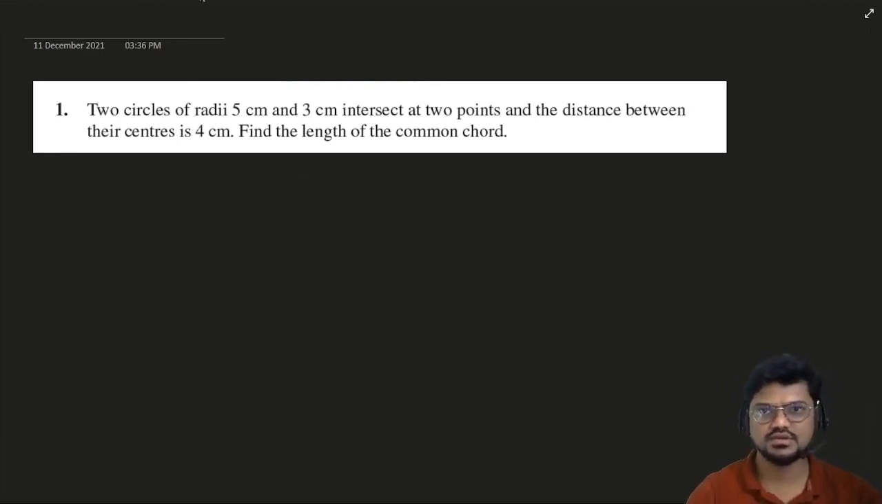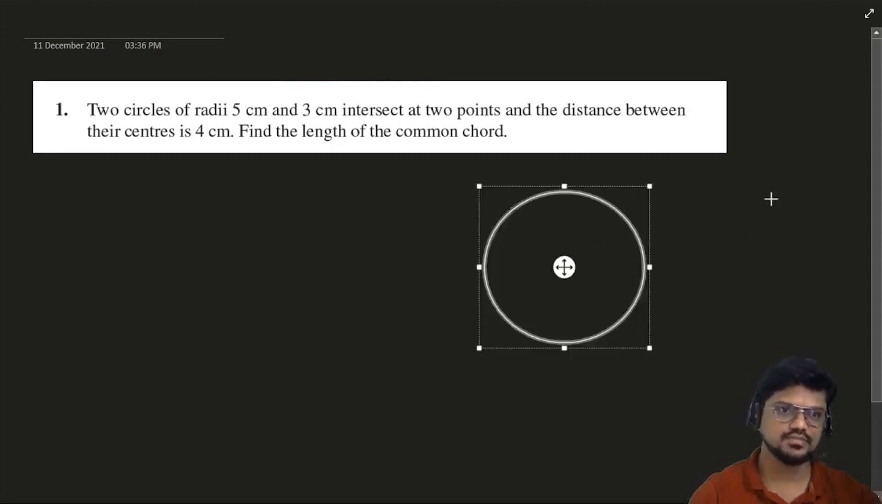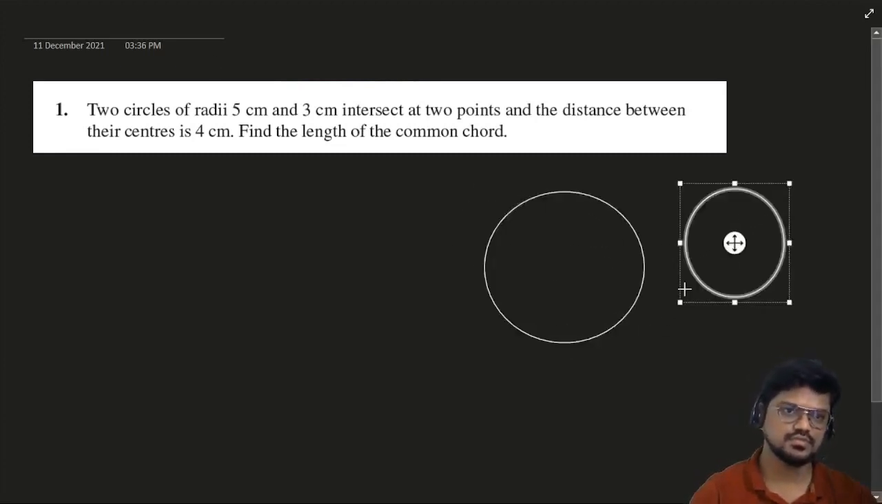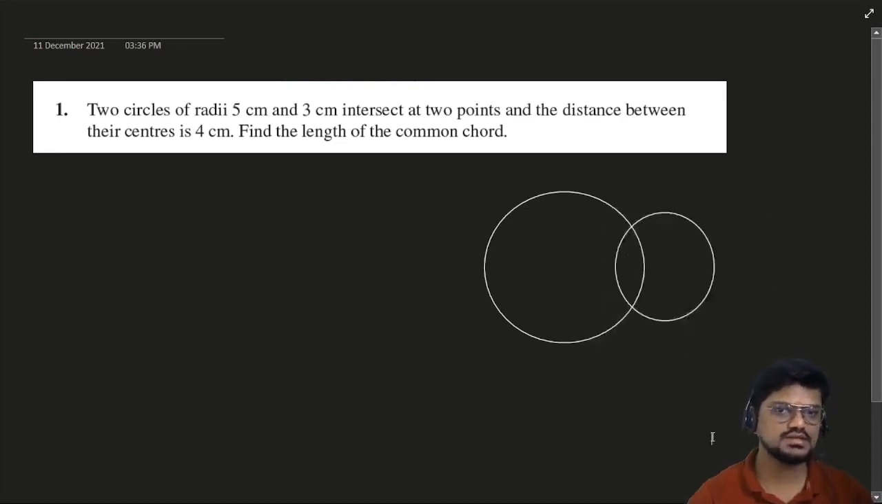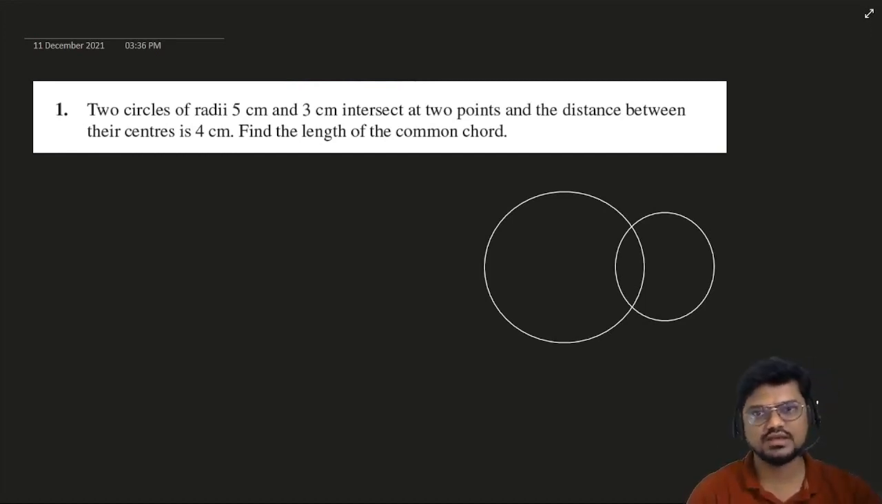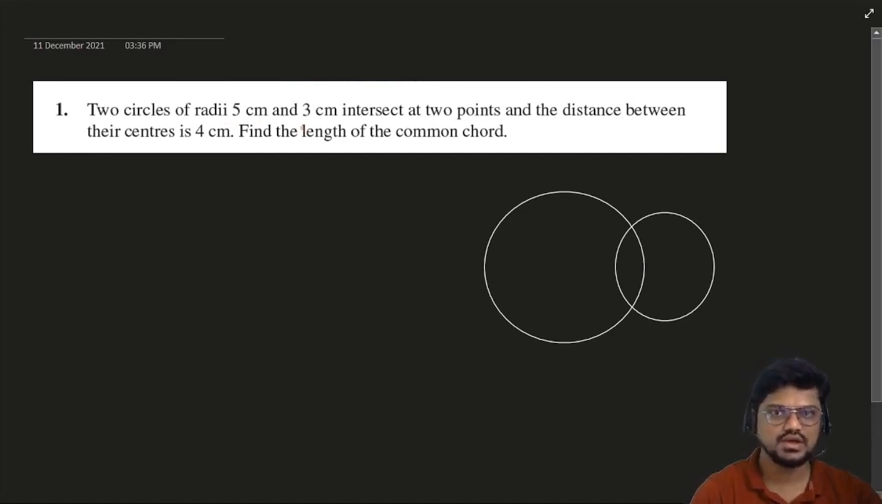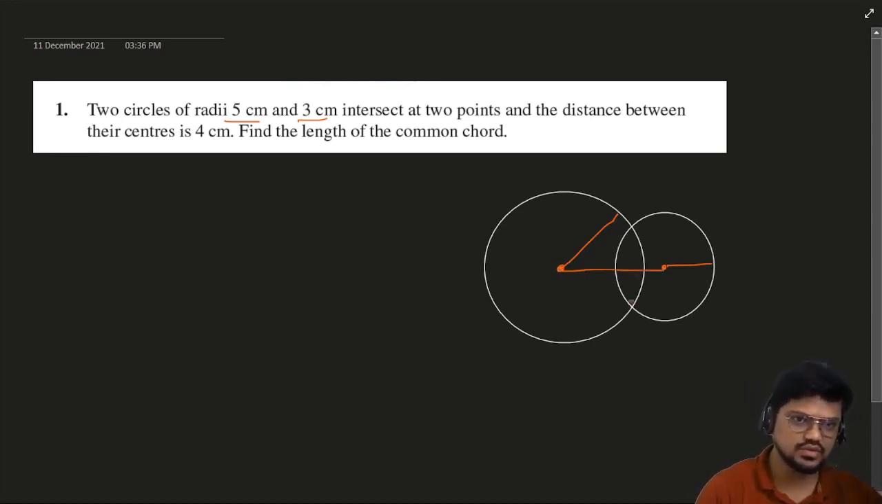Let us consider these are the two circles, and they are intersecting at 2 points. They will intersect like this at 2 points, and the distance between the centers is 4 centimeter. One radius is 5 centimeter and the other radius is 3 centimeter. So the two circles will intersect like this, or there will be another way, because they are saying the distance between the centers is 4.